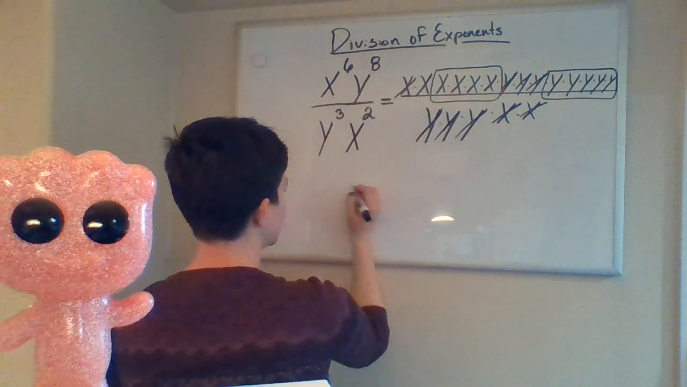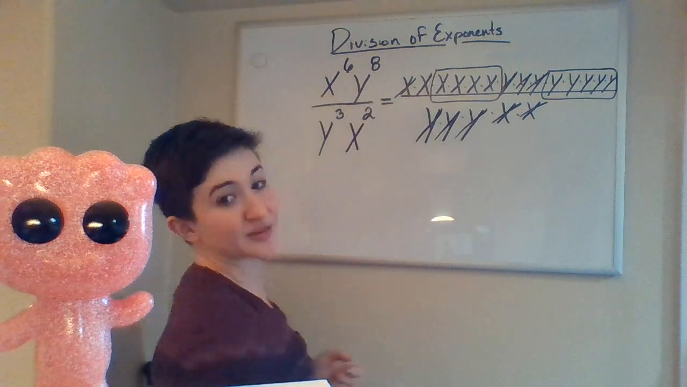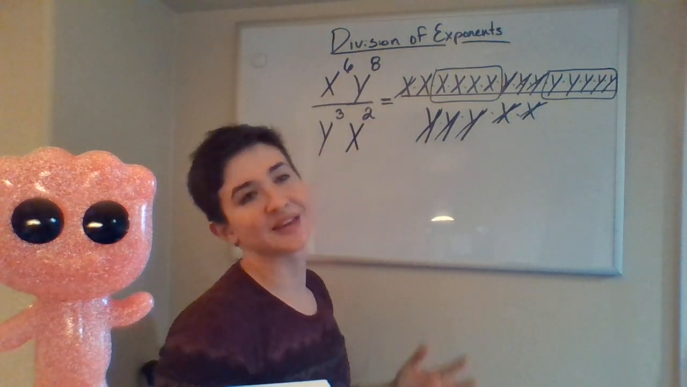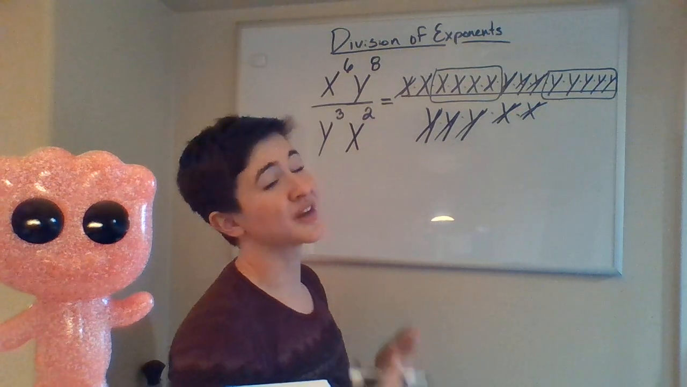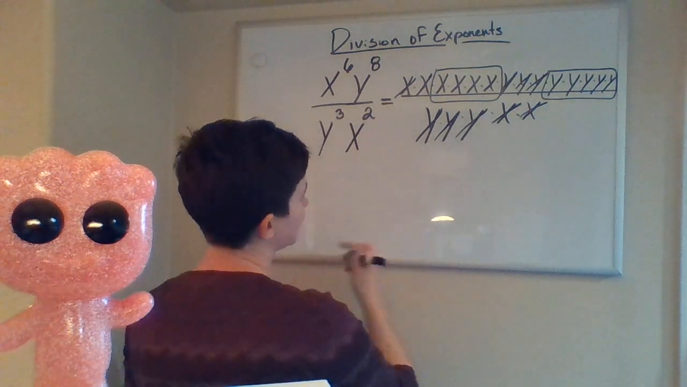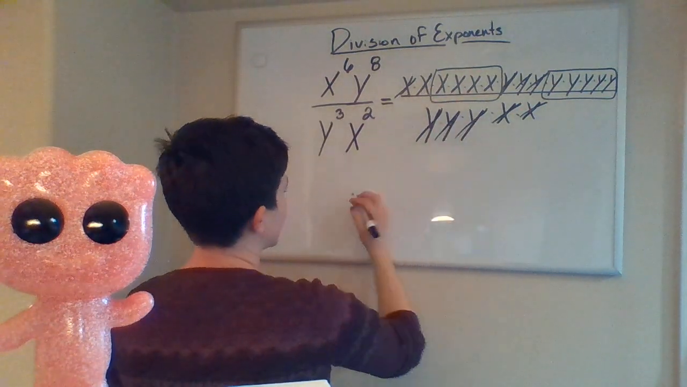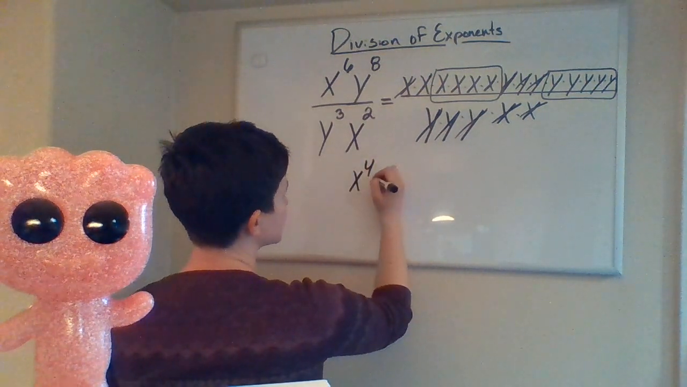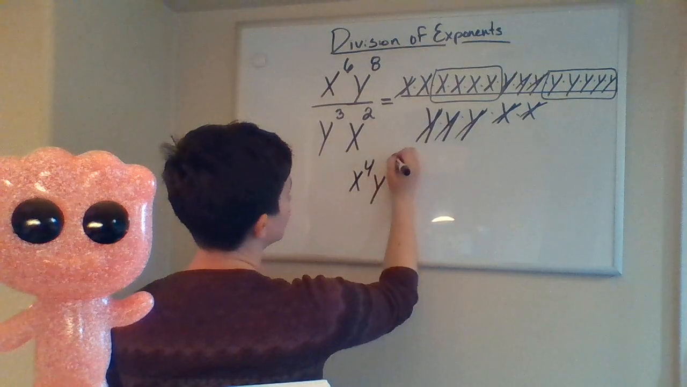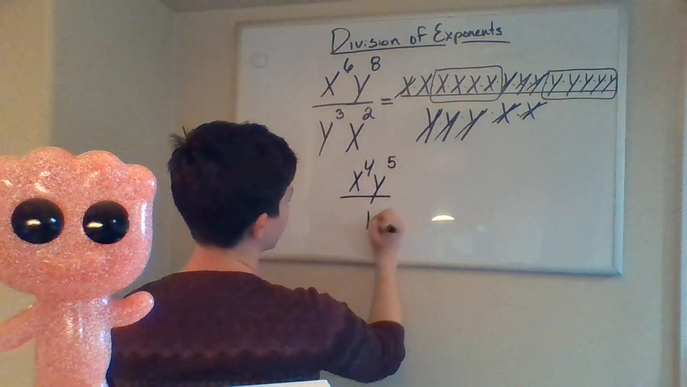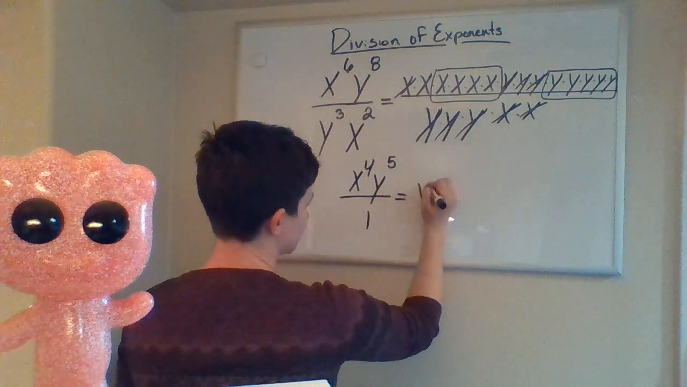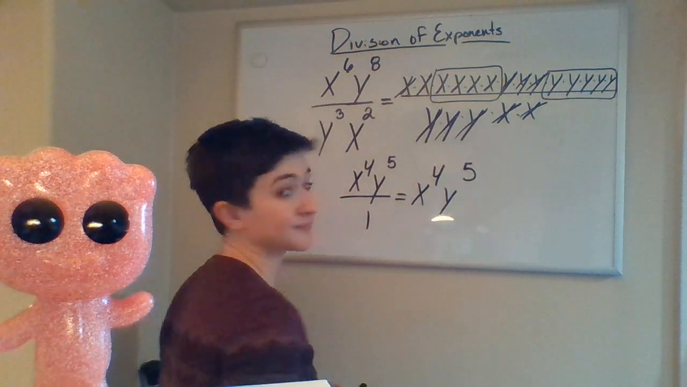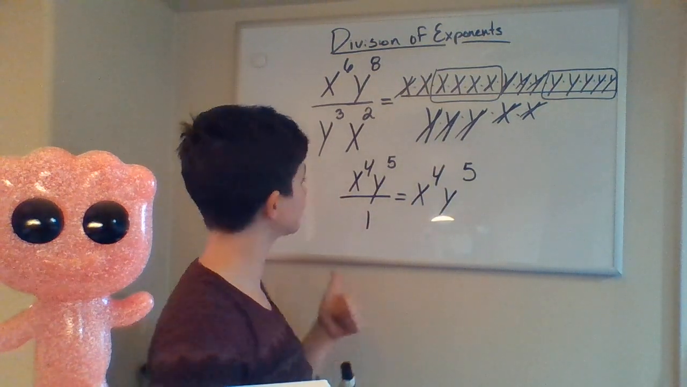So, if we go back down here, I'm not going to write the ones this time. Hopefully you understand that when I cross something out it equals 1, and 1 times anything equals the same thing. So I'm just not going to write the ones this time. You can if you feel like it. On top, I have 4 x's and I also have 5 y's, all over 1, which basically means x to the 4th, y to the 5th, and you're good to go.